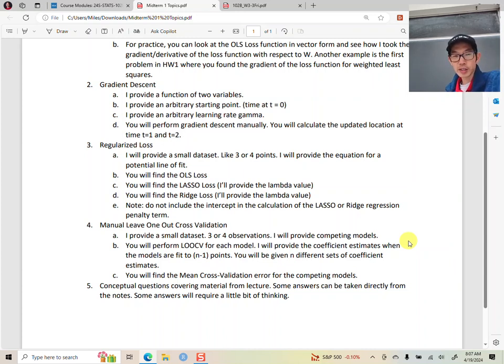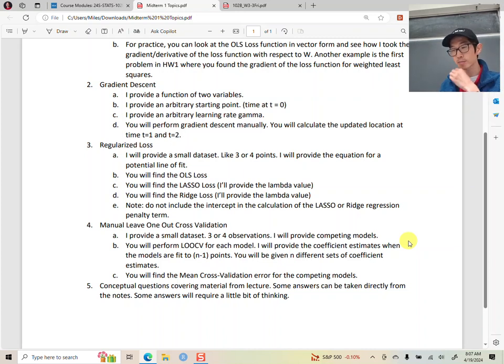There will be a very simple regularized loss function problem. I'll provide a tiny data set, maybe 3 data points or 4 data points, just so it doesn't become super tedious. And then I will provide an equation for a potential line of fit. So it'll say y hat is equal to w0 plus w1 x1 plus w2 x2 or something like that, okay? Or maybe t or whatever.